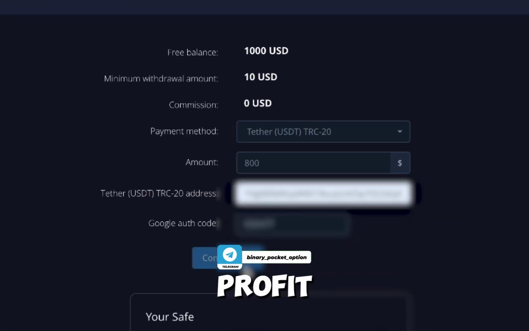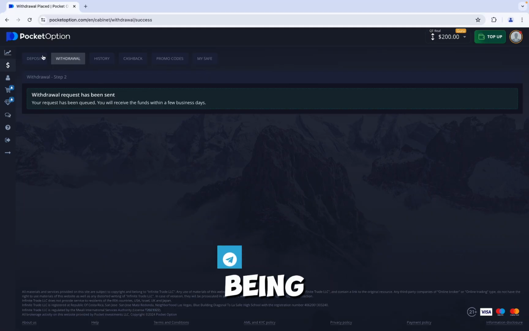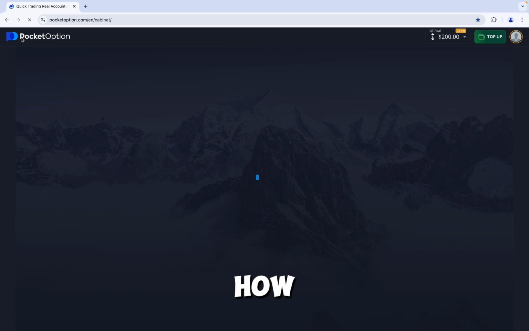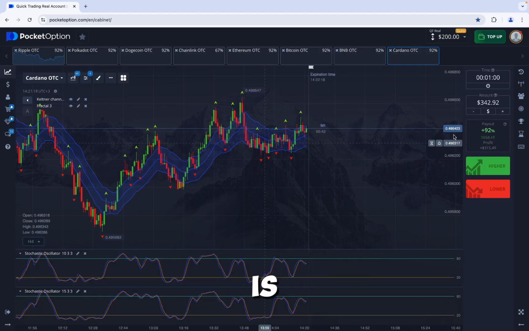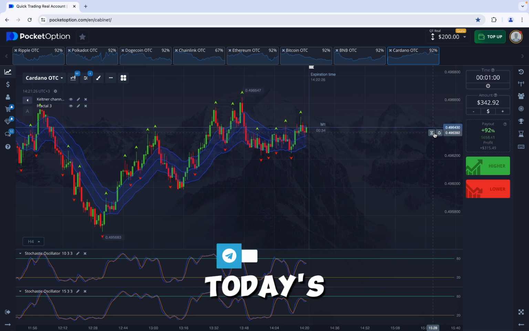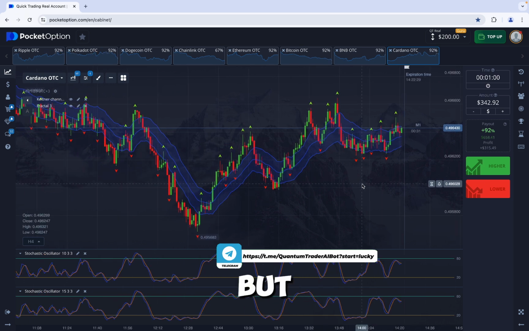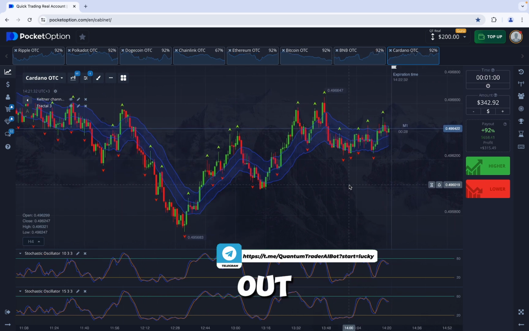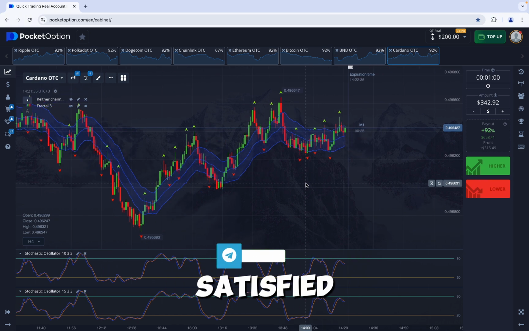The amount of today's profit will be $800. The withdrawal operation is being successfully performed. This is how the trade turned out for today. It is quite difficult trading today. There is a very difficult volatility in movement, and perhaps there was a wrong strategy for today's nature of the movement, of course, but nevertheless some result turned out. And in general, I will be satisfied with this result.